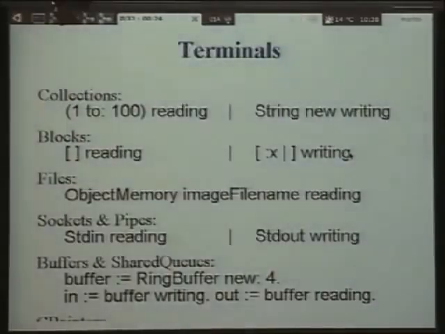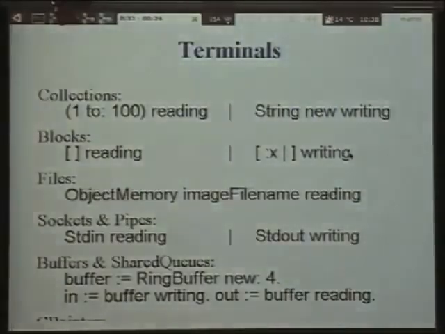So what kind of terminals can you use with Xtreams? Obviously collections, and here you see probably the simplest examples of each. I mentioned that you can read from blocks, you can also write into blocks. What that means is the block has to take a single argument, and writing an element into it evaluates the block with the argument. Whatever happens, happens, and that's the end of it. If you write another one, we again evaluate the block with the argument, whatever the block does.